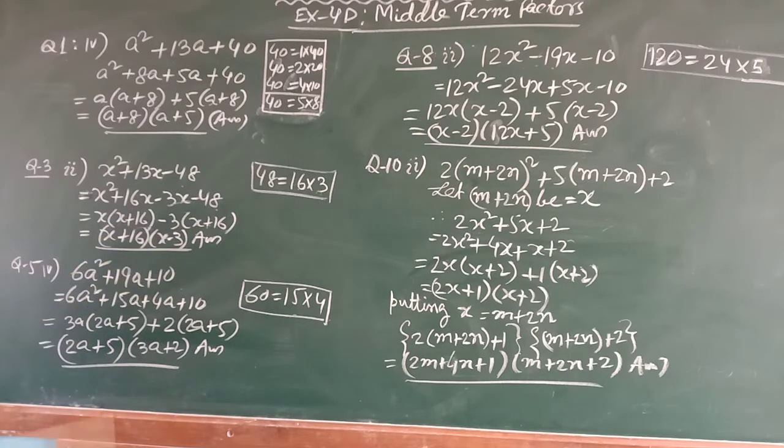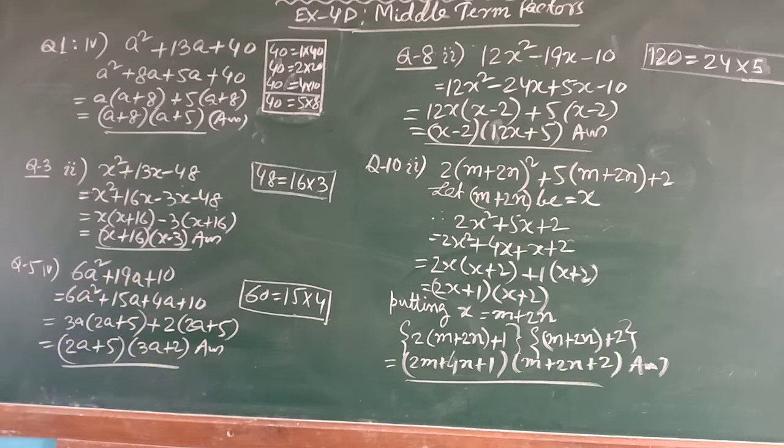Let us take one or two more. Question number 5, the fourth one I have taken: 6x square plus 19x plus 10. See, here 6 into 10 is 60. So you will have to factorize 60 so that you will get 19. Take two factors of 60 and add or subtract so that you get 19. You know, 60 can be 15 into 4, and 60 can be 2 into 30 also.